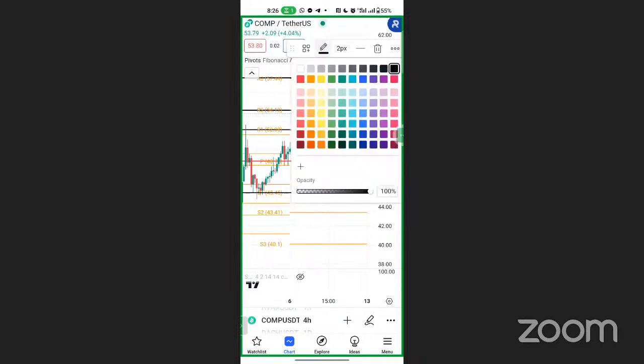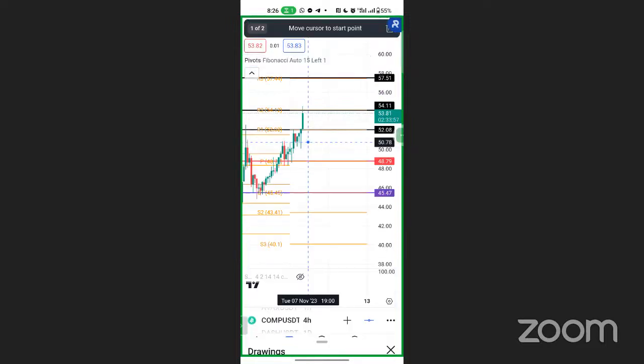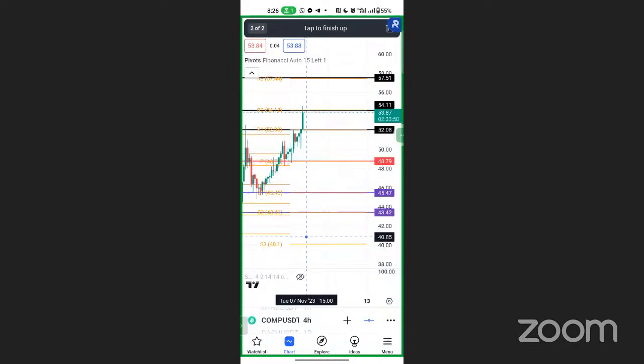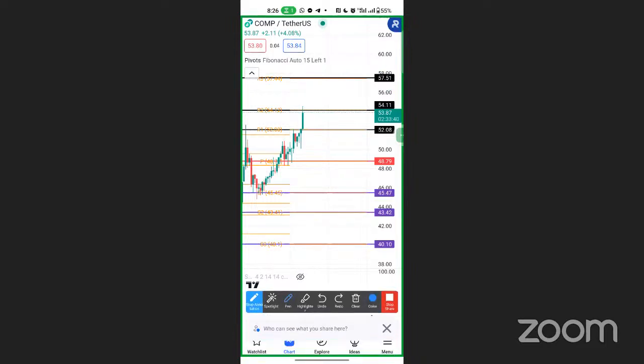And we shall turn this to, I chose purple. Then we shall go to support 2, purple. Then we shall go to support 3, purple. Now we have also said that when coins are forming above our pivot point, it's on an uptrend. And when it is forming below our pivot point, it's on a downtrend.